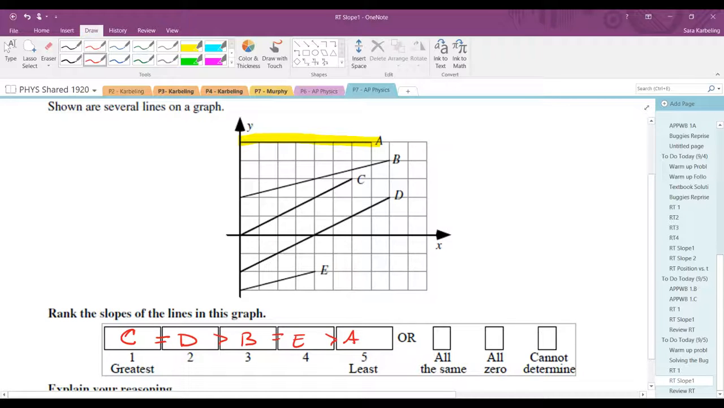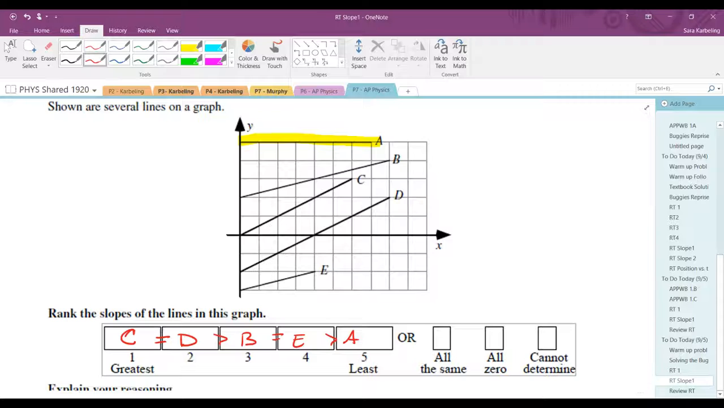How are we doing, team? Everybody happy? Wait. Oh, did I do it wrong? B is not equal to E. B and E are equal? Yeah. Over 4, up 1? Oh my gosh. I read B wrong. It's okay. No worries. No worries.